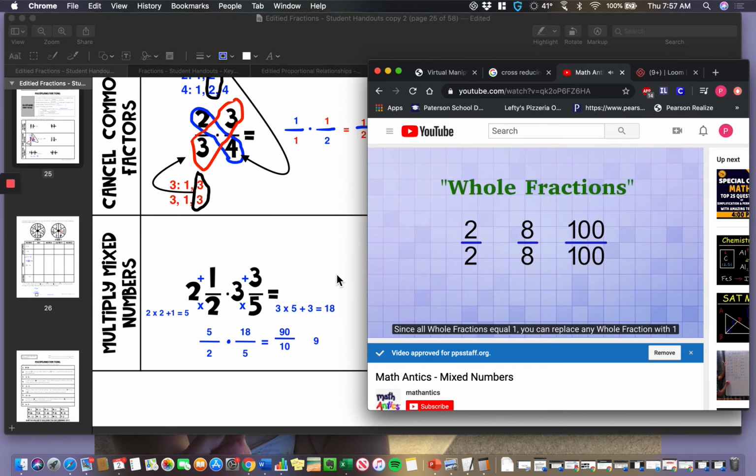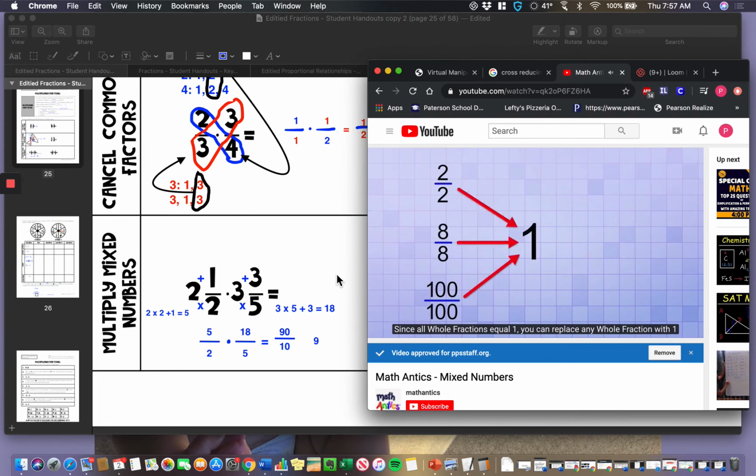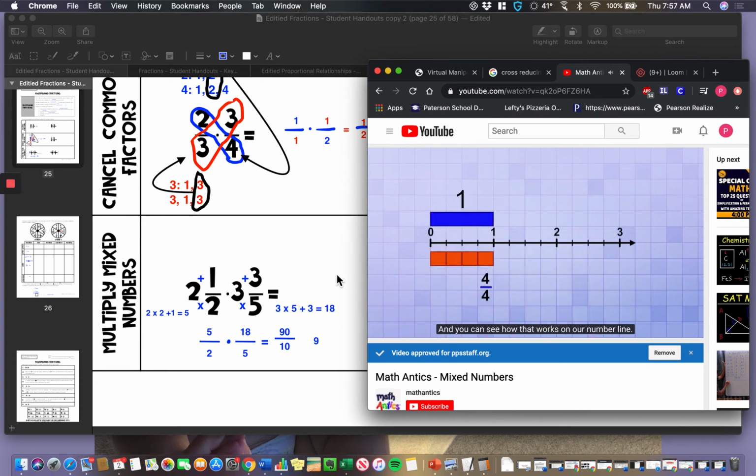Since all whole fractions equal 1, you can replace any whole fraction with 1. And you can replace 1 with any whole fraction. And you can see how that works on our number line. The 4/4 all combine to cover the same distance as 1. The fraction 4 over 4 is equivalent to 1, and vice versa.